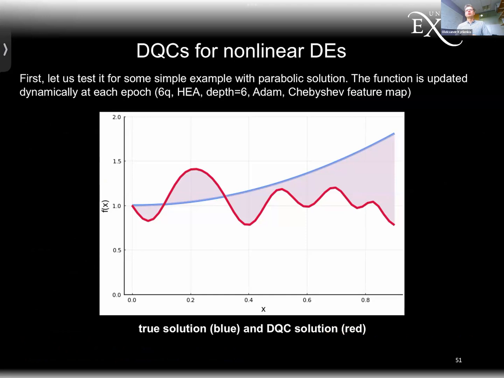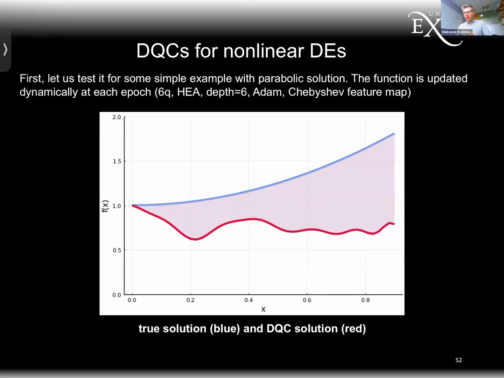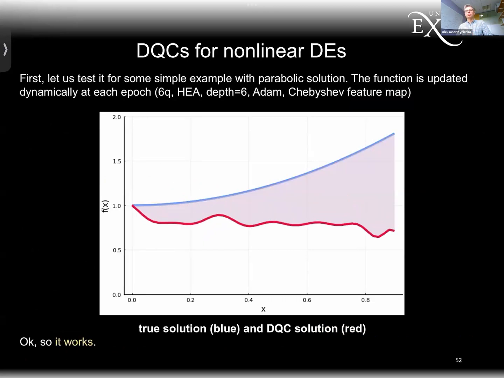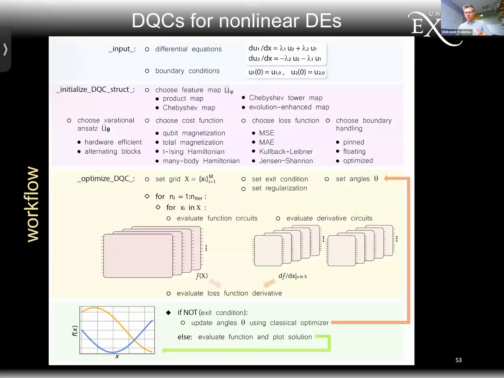And the test problem we have chosen was some simple differential equations that leads to quadratic solution. So we have the true solution in blue, and we start with some model that is represented by a quantum circuit. We train it, and after certain rounds of training, we actually match the solution. So generally, that's how the workflow goes. You set up a model, you set up a loss function, and then you minimize it.